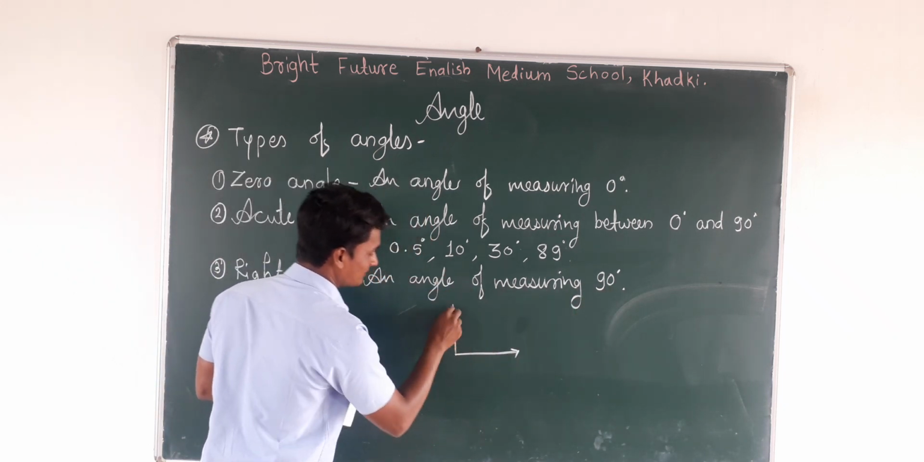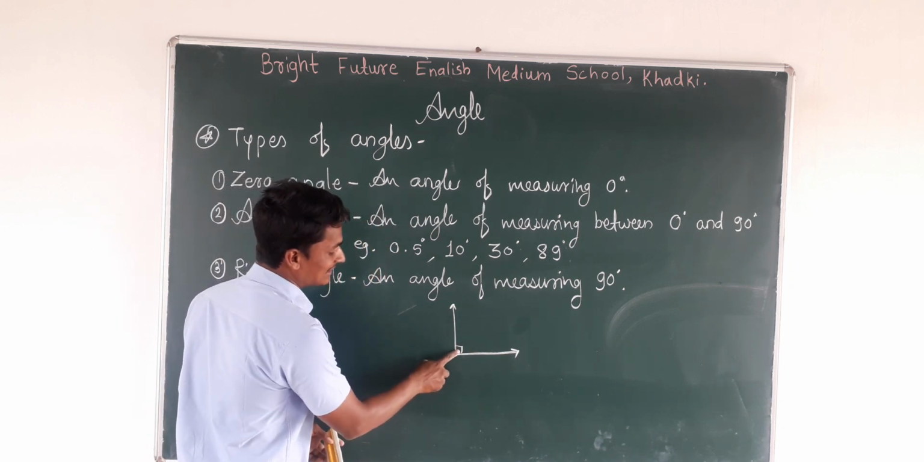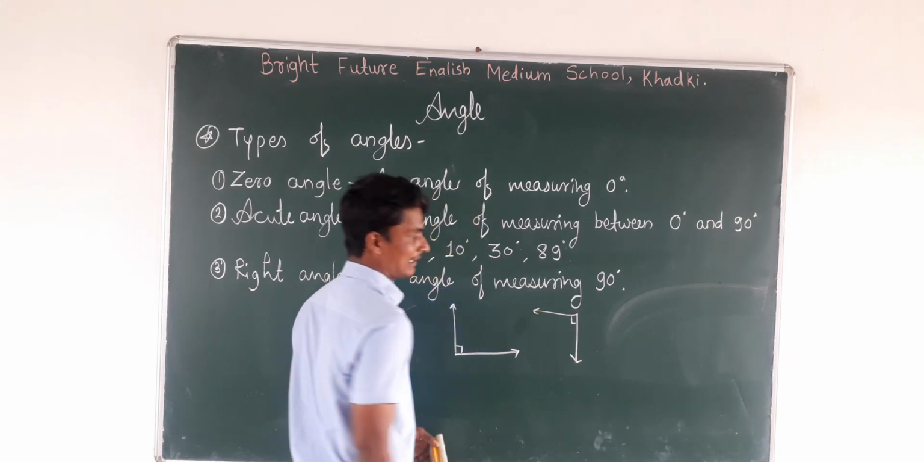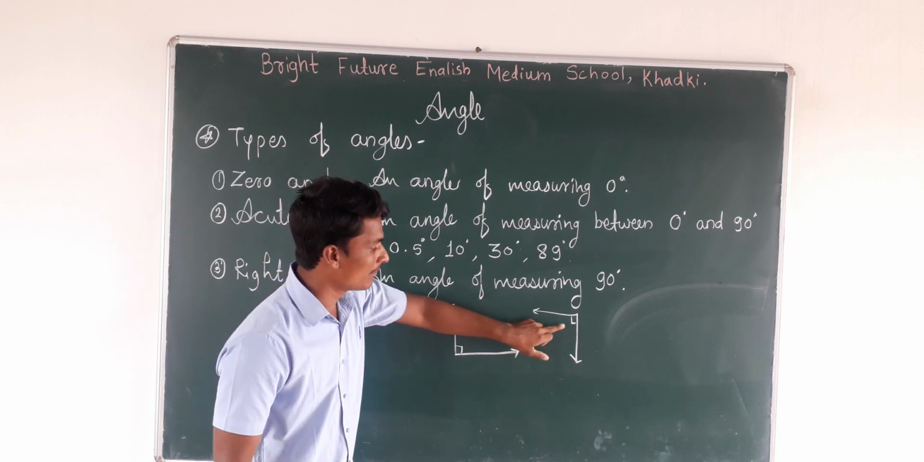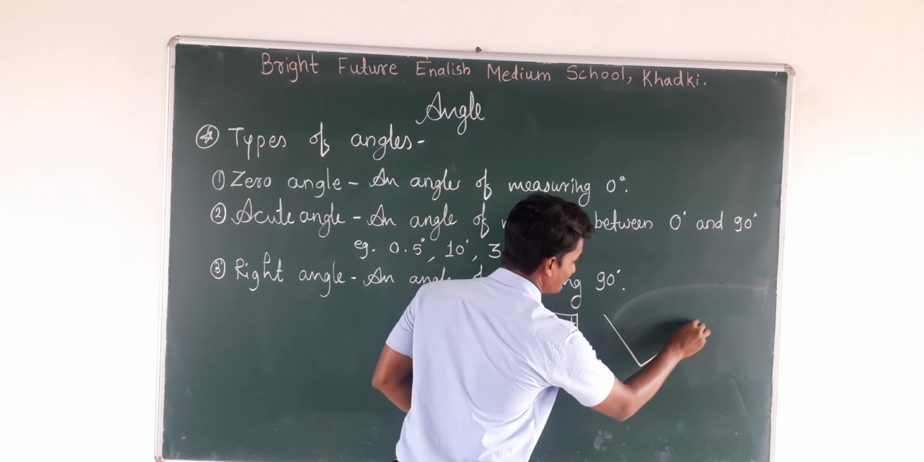The angle is like this. When two rays are perpendicular to each other, then we can say this is a right angle. Another example, this is a right angle. So the measurement of this angle is exactly 90 degree. When we measure this angle using the protractor, it is exactly a right angle.